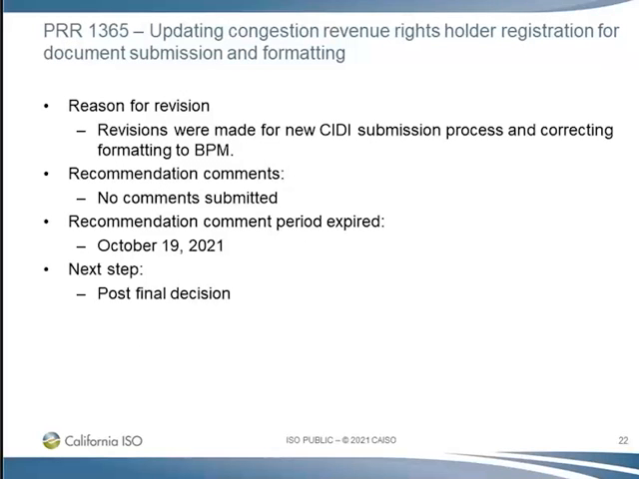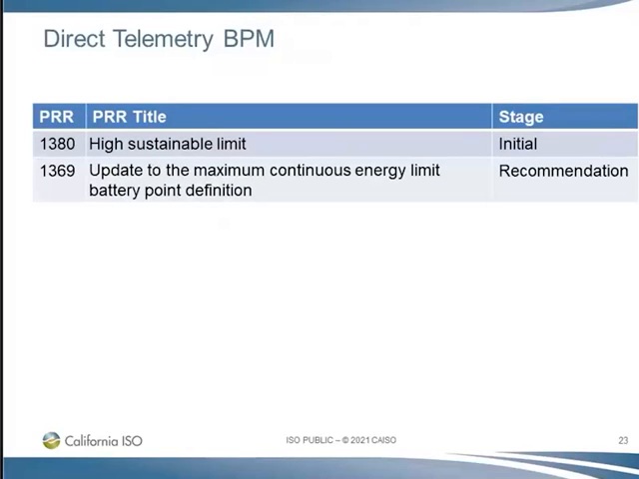PRR 1365, revisions were made same as the scheduling coordinator PRR that we just talked about. We are updating information for how to submit documentation via City submission for your registration information. We received no recommendation comments, and that period expired October 19th, and the next step is to post the final decision. Are there any comments on either one of these PRRs? Okay. The next BPM we're going to talk about today is the direct telemetry BPM. We have two PRRs. PRR 1380 is for high sustainable limits, which is in the initial stage, and PRR 1369 is to update the maximum continuous energy limit battery point definition, which is in the recommendation stage. And I will hand it over to Priyanka to discuss these two PRRs.